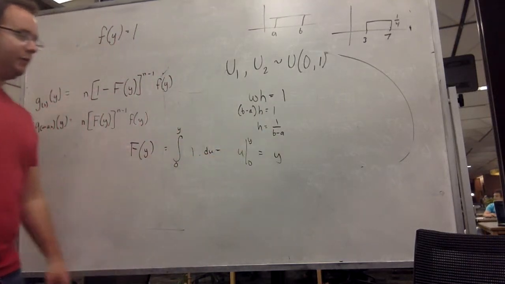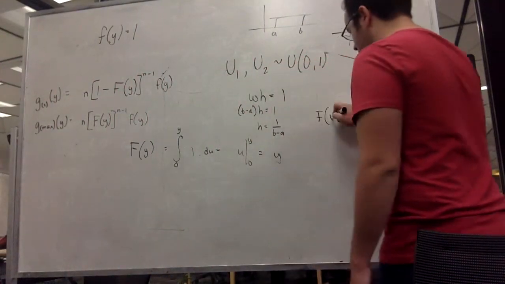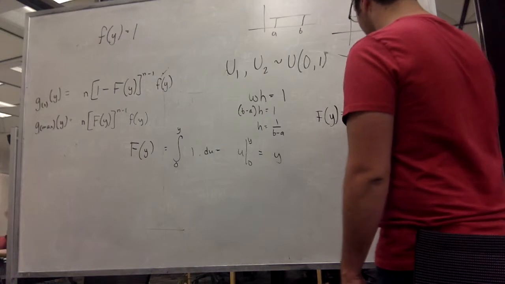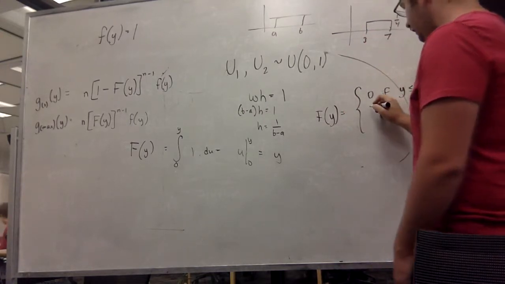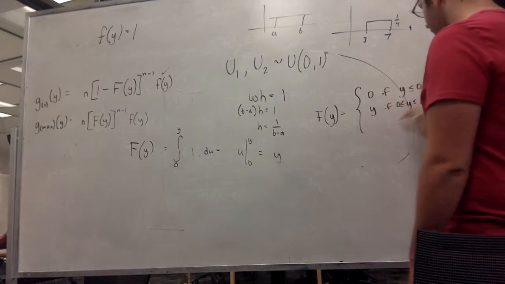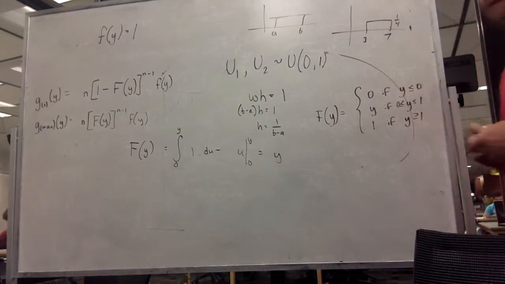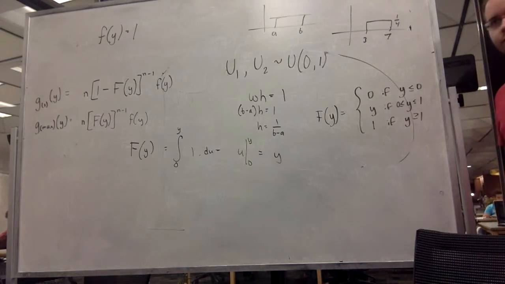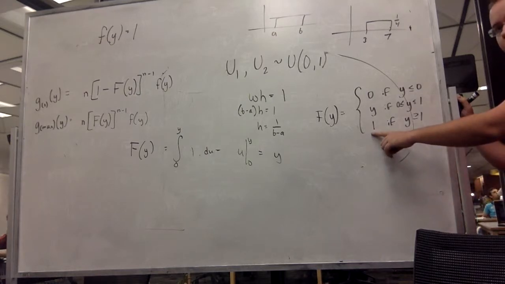Now, you have to be a little careful about this because it should be a piecewise function. F of y equals the following. It's 0 if y is less than 0. It's y if y is between 0 and 1. And it's 1 if y is larger than or equal to 1. Why does it do this? That always confused me from stats 1. Why is it 1?